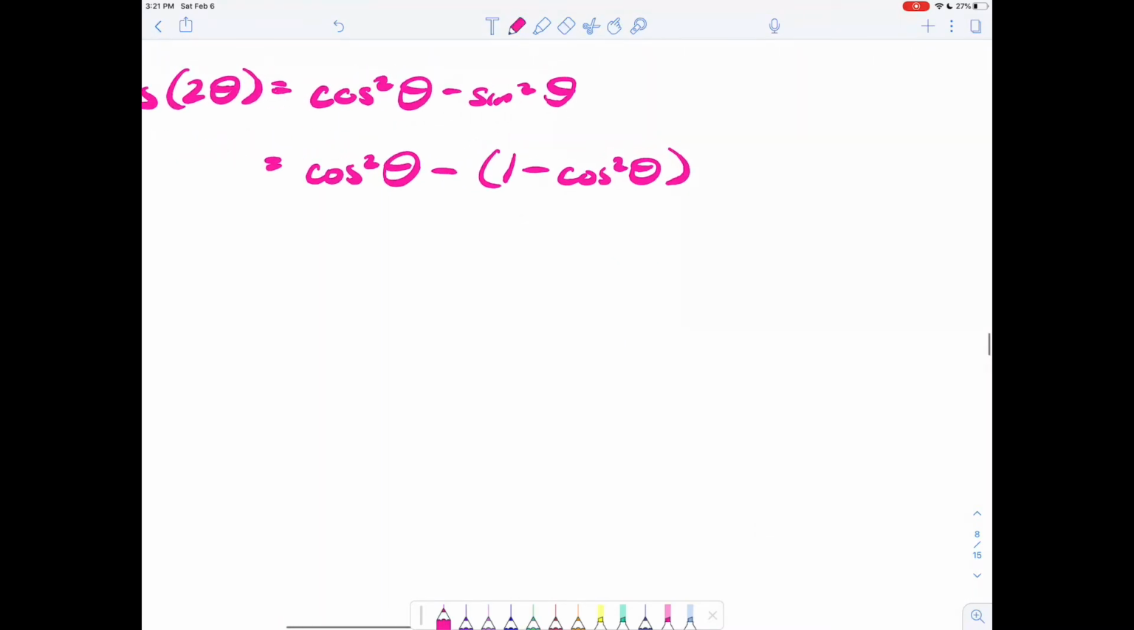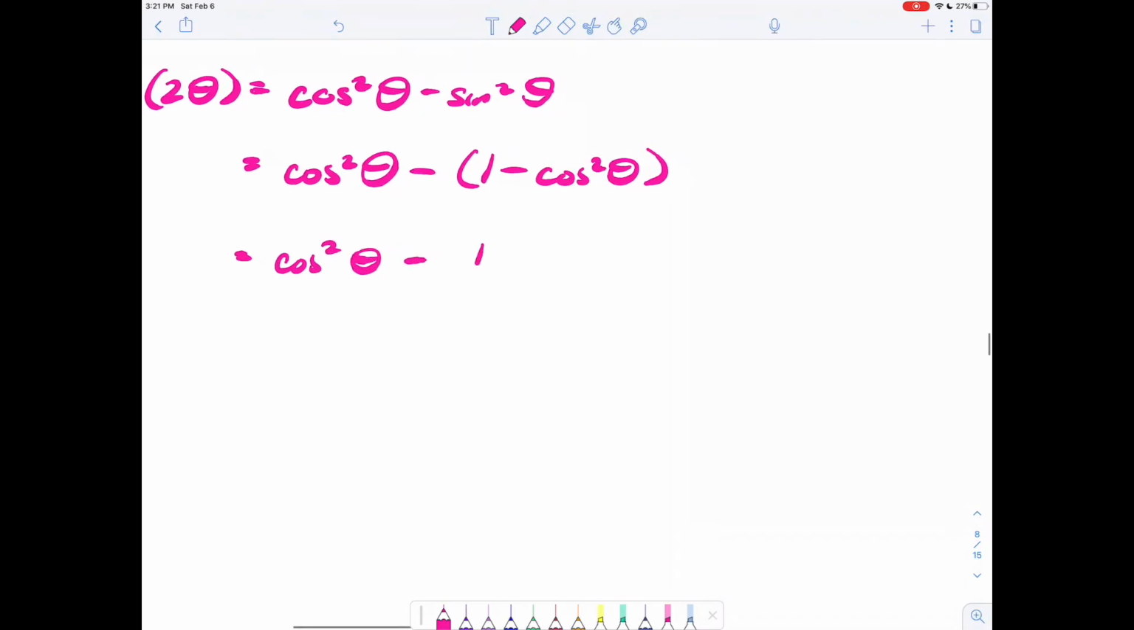As a result of that, we can say we've got cos squared theta minus 1 plus cos squared theta. We've opened up those brackets, which means overall we've just got 2 cos squared theta minus 1. Whoa, that's pretty wicked.